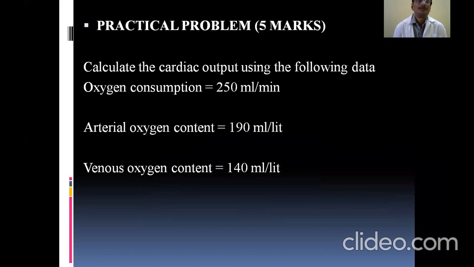Problem number one: calculate the cardiac output using the following data. Oxygen consumption is equal to 250 ml per minute. Arterial oxygen content is equal to 190 ml per liter. And venous oxygen content is equal to 140 ml per liter.